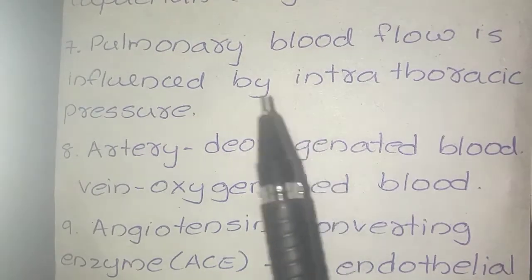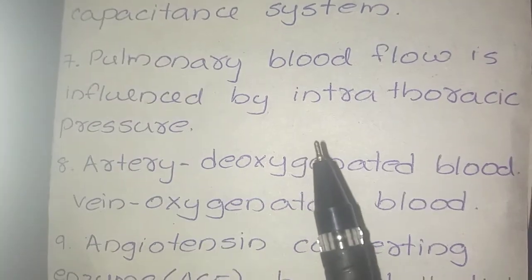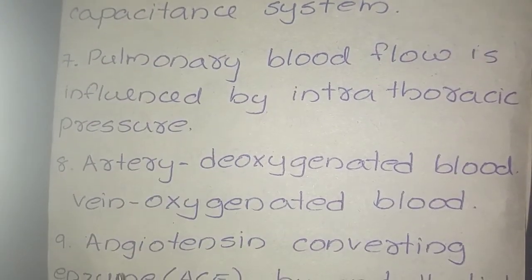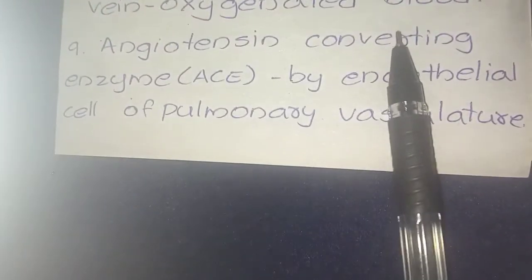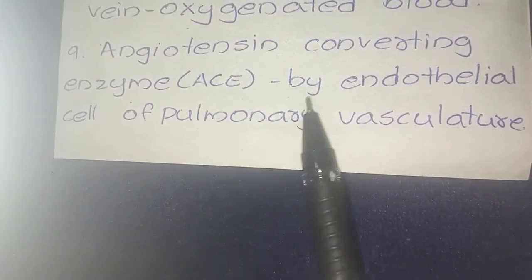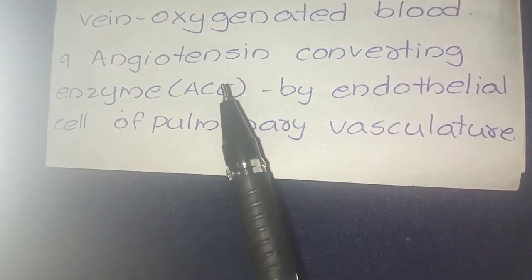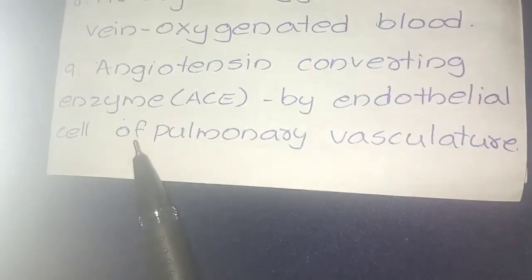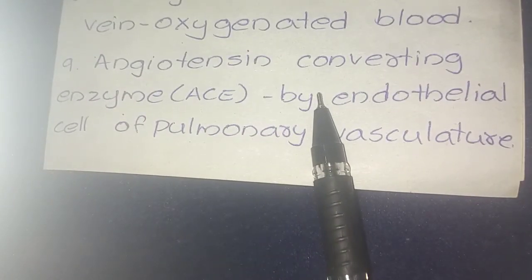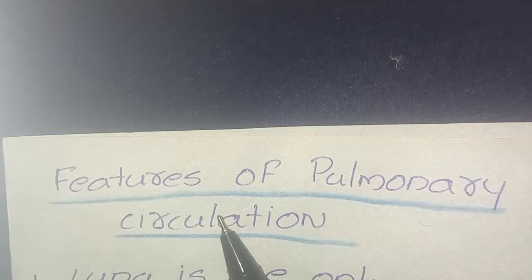One thing we should remember here, because many physiology questions are based on this point, is the ninth point: angiotensin converting enzyme is produced by the endothelial cells of the pulmonary vasculature. What's the specialty of this? This enzyme is needed for the conversion of angiotensin 1 to angiotensin 2, which has an effect on the blood pressure. That's all for the pulmonary circulation.